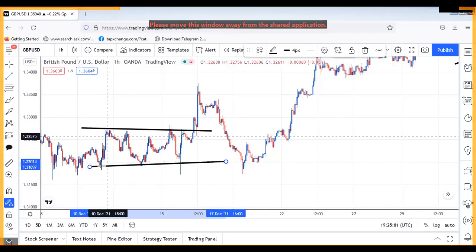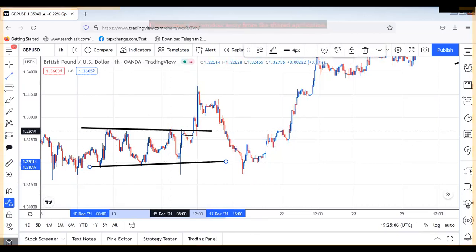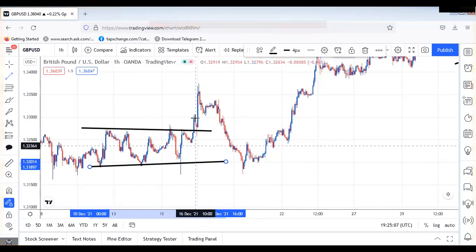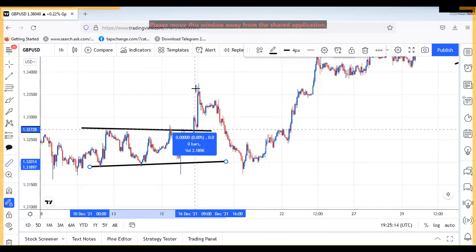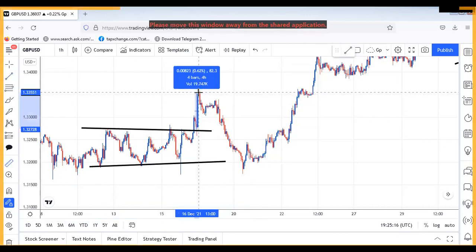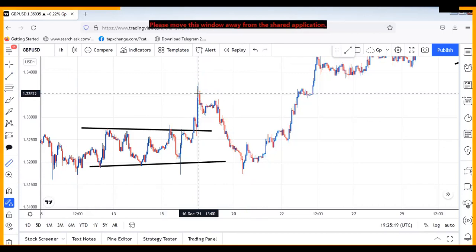Touch 1, touch 2. It came here, went up, broke from the resistance. Can you see the buying candle? See how much you could have made. You could have made 82 pips. Plus, many and more of these is what I'll be teaching in the advanced class.